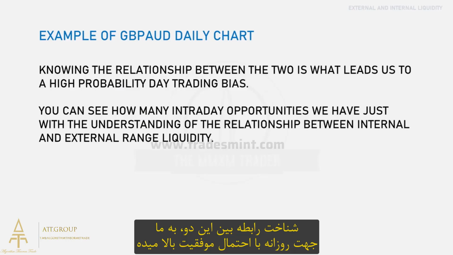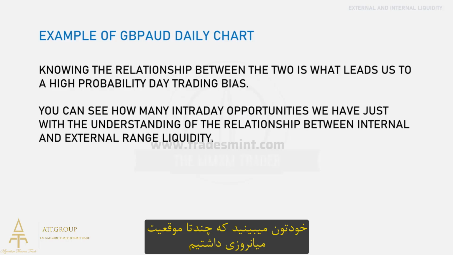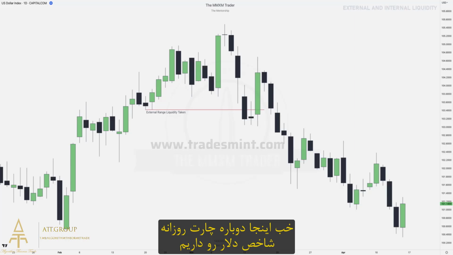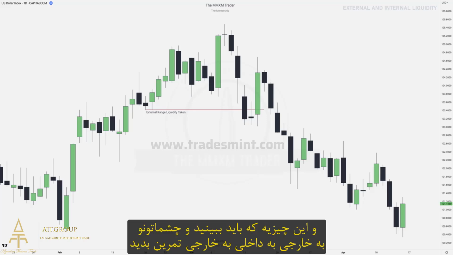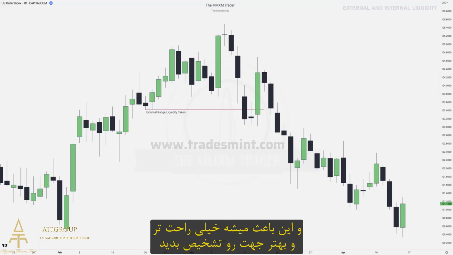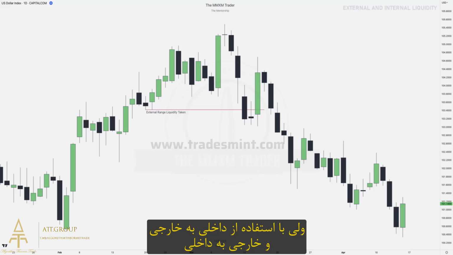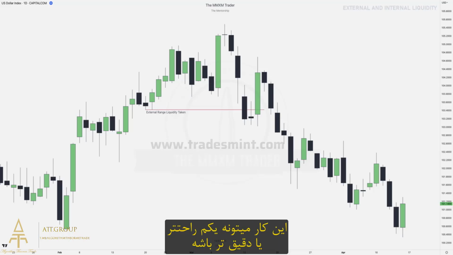Knowing the relationship between the two is what leads us to a high probability daily bias. You can see how many intraday opportunities we just had with the understanding of the relationship between internal and external range liquidity. Alright, we've got a US dollar index daily chart. Again, example after example, and this is what you need to see. You need to train your eyes for external to internal to external, and it will make your reading of bias a lot better. And sometimes you don't know what is the draw on liquidity, but with using external to internal and internal to external, it will make it a little bit easier and, might I say, more accurate.